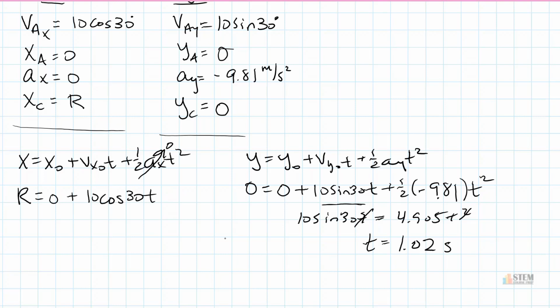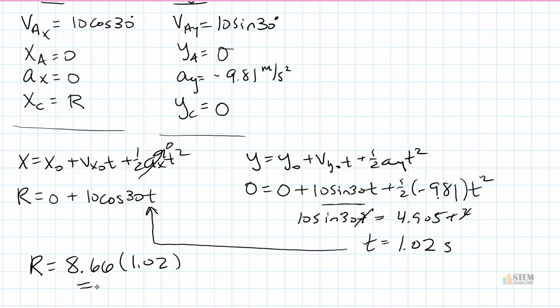Now with this time, I can plug that in right here and get R. So let's plug that in there. And then R is going to basically be 10 cosine 30, which is 8.66, times 1.02, which is 8.828 meters. All right, so that will be our range. Okay, so we got the first part done. Now we need to find the velocity at C.